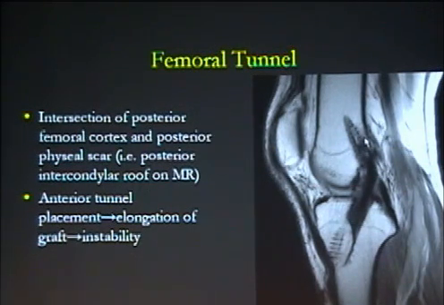Okay? If you place the femoral tunnel too anteriorly, you're going to have elongation of the graft and that will lead to instability. So just imagine if you move this tunnel anteriorly, you can see that the graft is going to become all kind of floppy and it's not going to be doing its job.